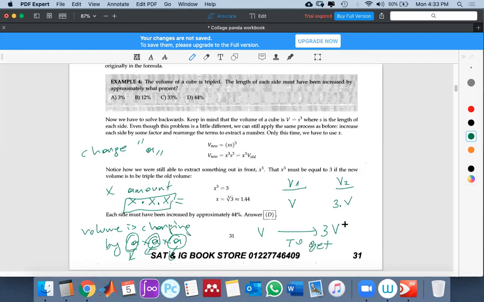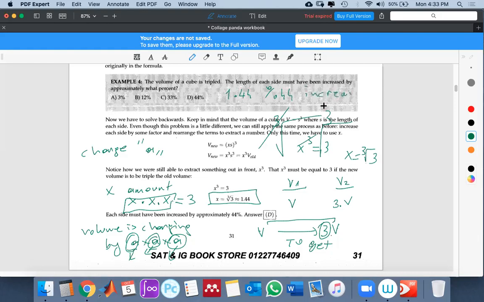So this multiplication makes a difference of 3. V becomes 3 times V. So this must be 3. Then x cubed is 3. How can I calculate x? If I take cube roots of both sides and simplify, x equals the cube root of 3. When we use the calculator, 1.44. So 1.44 means a 44% increase. Why? 1 plus 0.44, 1.44. So the answer must be D.